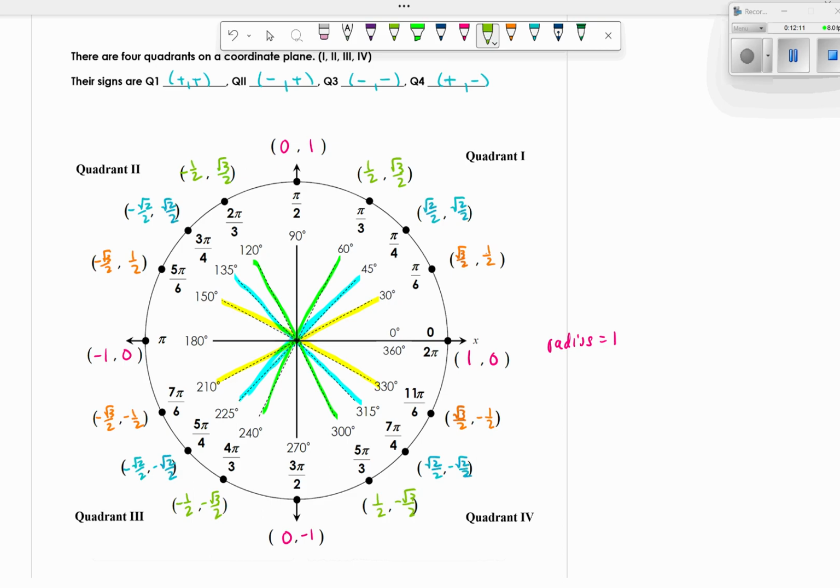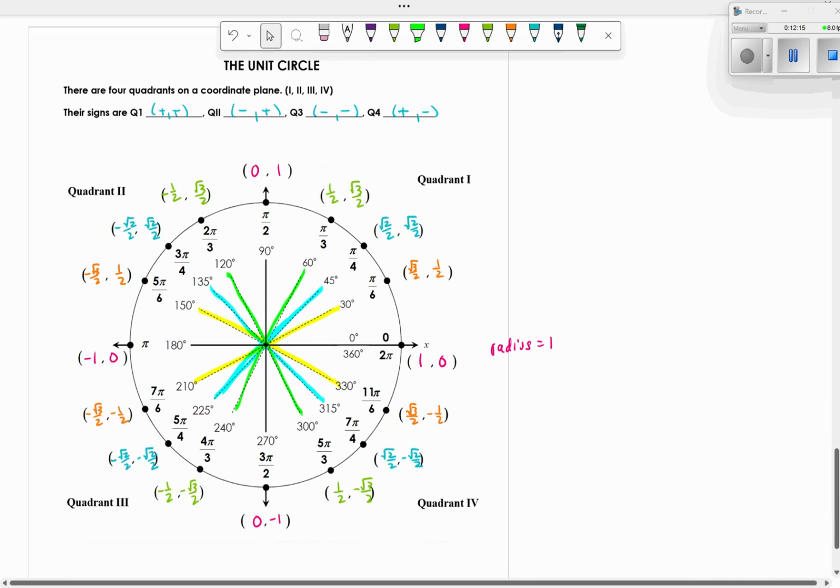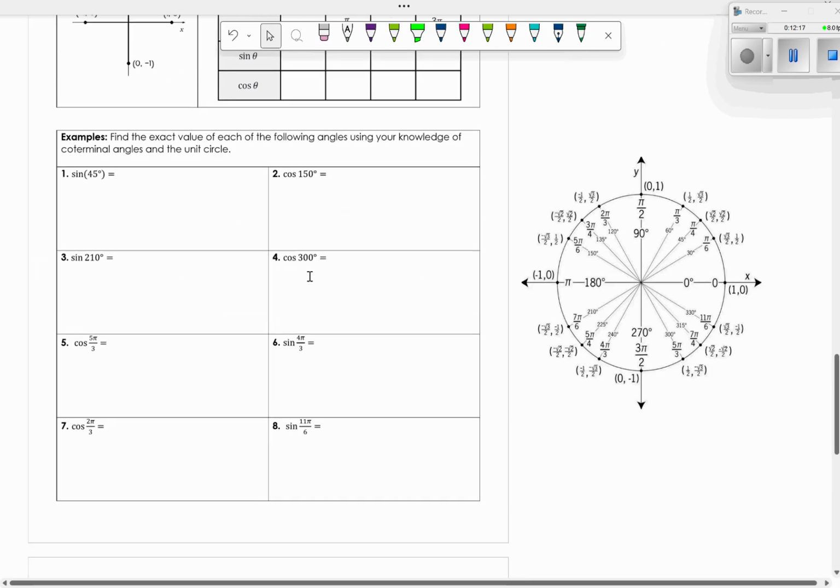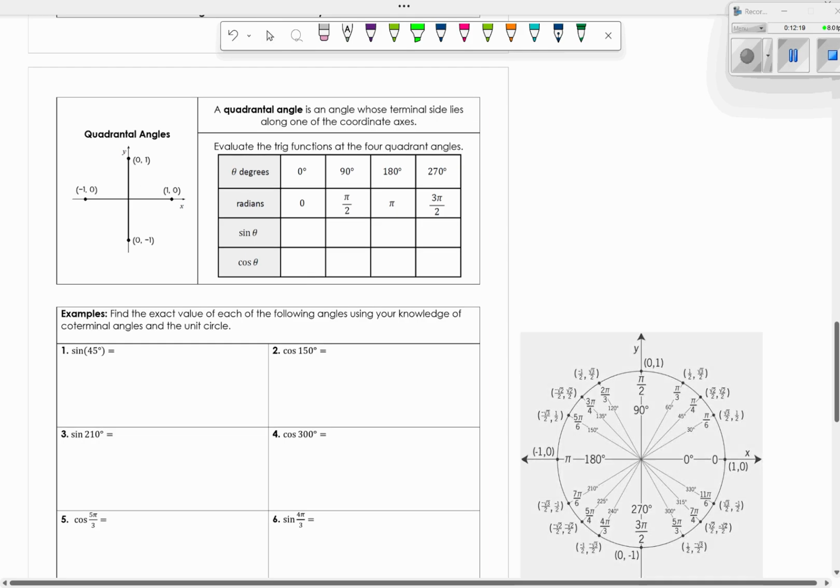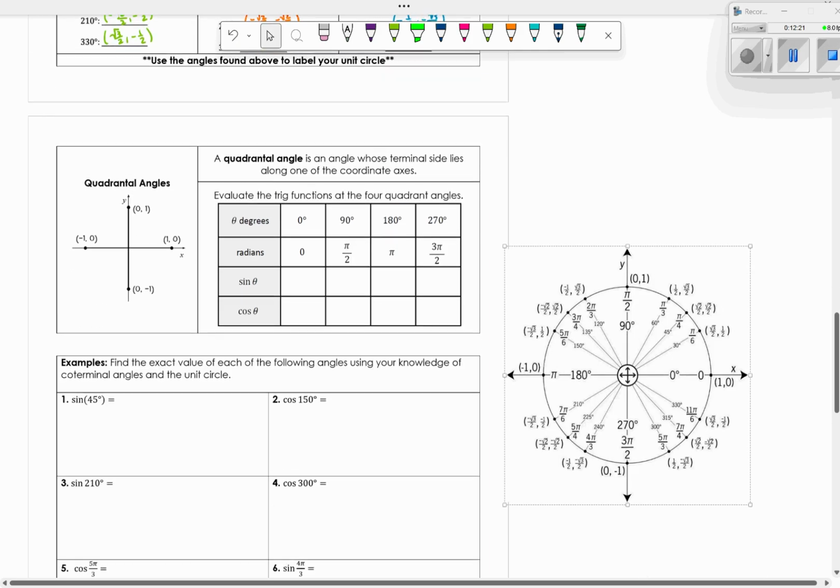So again, if you know the first quadrant, you know the rest of them, but you guys don't have to memorize this, you just have to know how to use it. So let's go ahead and look at how to use it. So I put up here a unit circle, so let's go ahead and look at that.